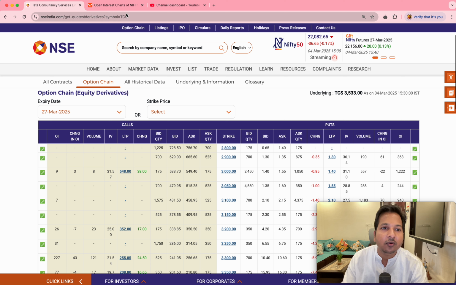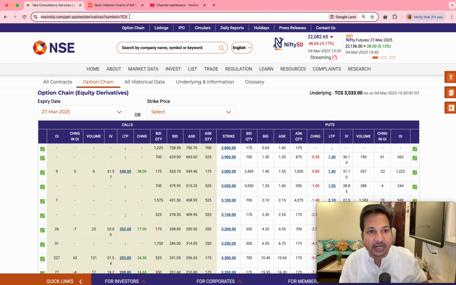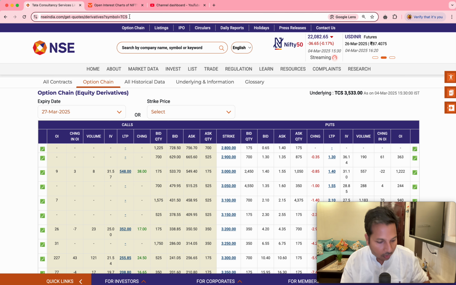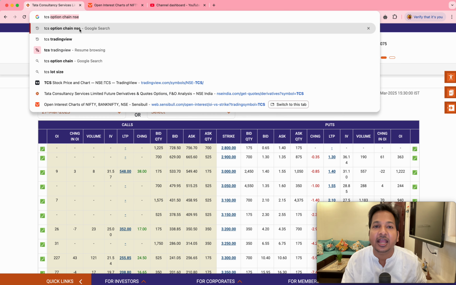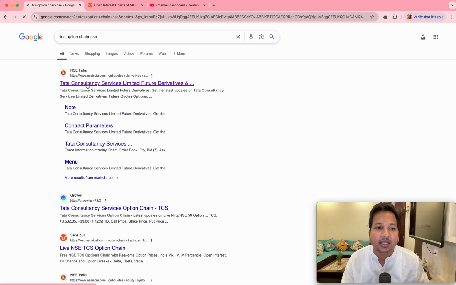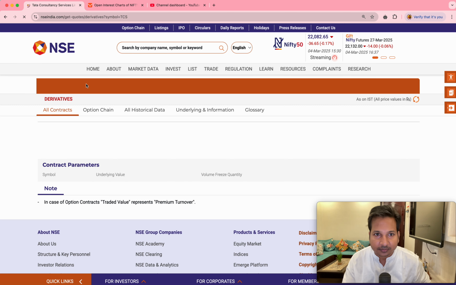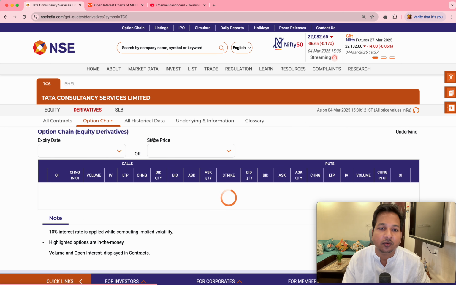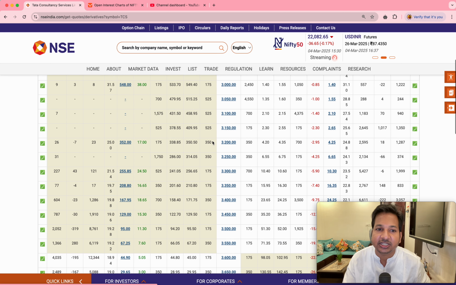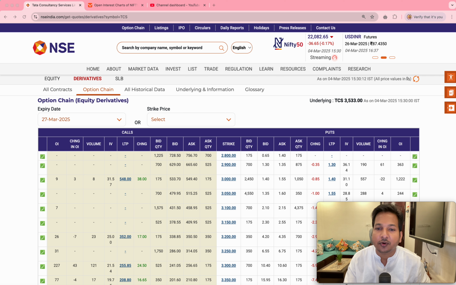Okay, suppose you have chosen TCS as a stock. What you have to do is write in Google, TCS option chain NSE. If you write that, the NSE website will come. We will go there, and then the option chain is there. You click on this option chain, and here comes the option chain. This option chain is for 27th March 2025.